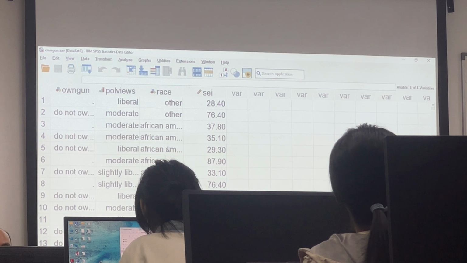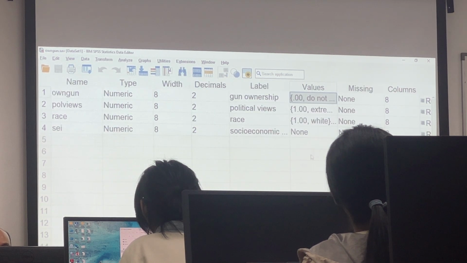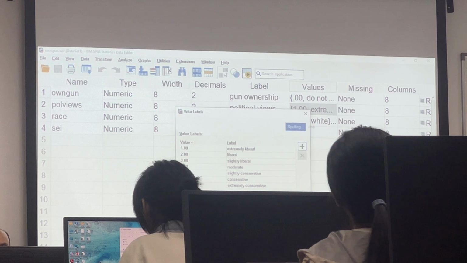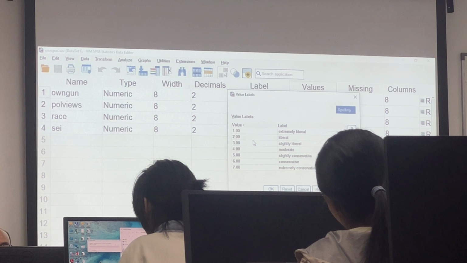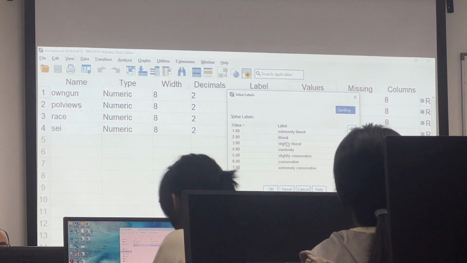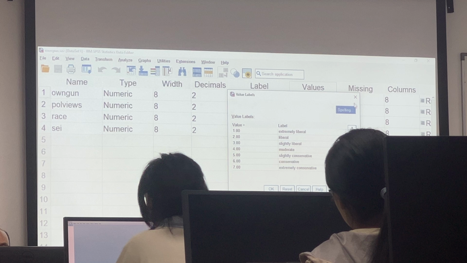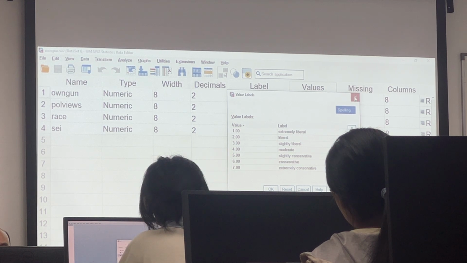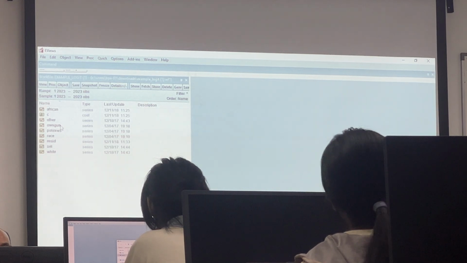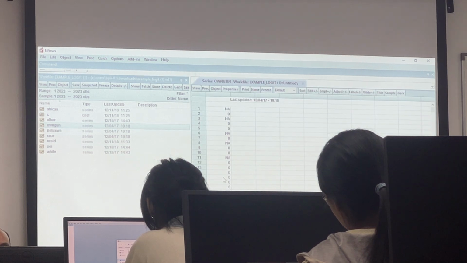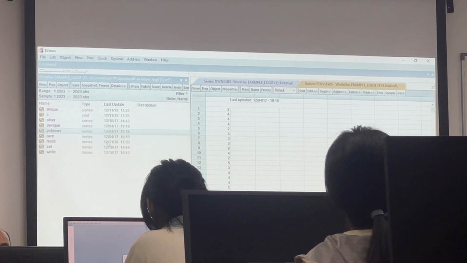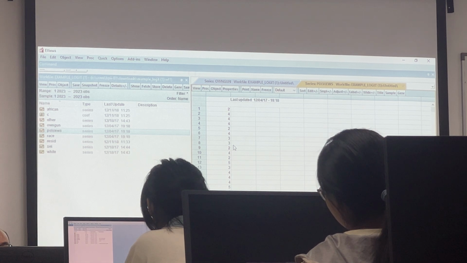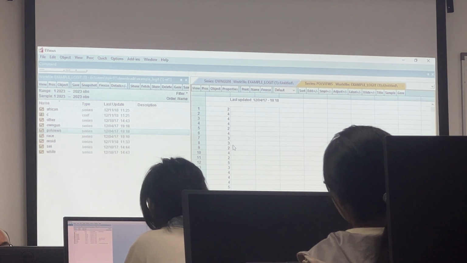And then we have political views as well, which is an ordinal variable. We have 1 for extremely liberal, 2 for liberal, 3 for slightly liberal, and so on. So for own gun, it is either 0 or 1, with many 0s and only a few 1s. And political views take values between 1 to 7.